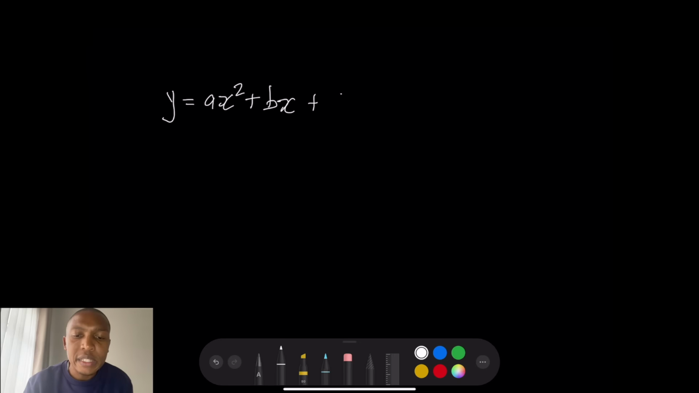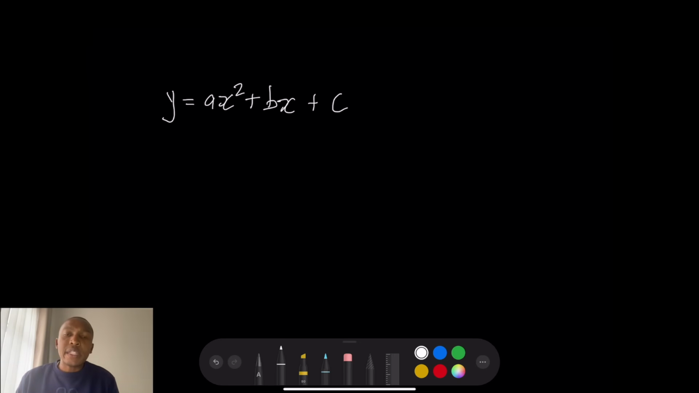All right, so we are first going to look at the quadratic function. In this case, this is where we've got the highest power of x being 2. So the standard formula of a parabola would be y equals ax squared plus bx plus c.